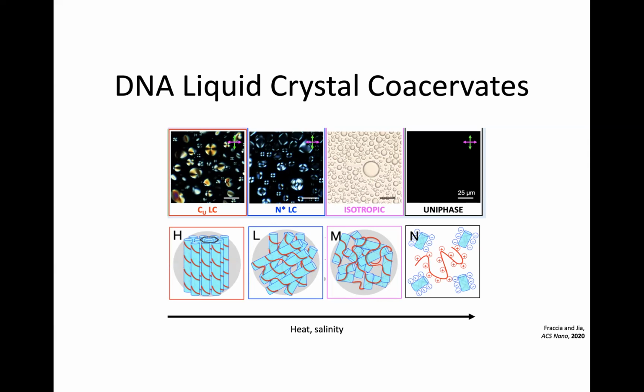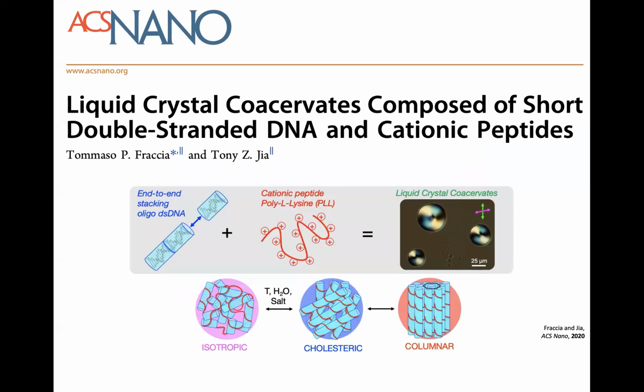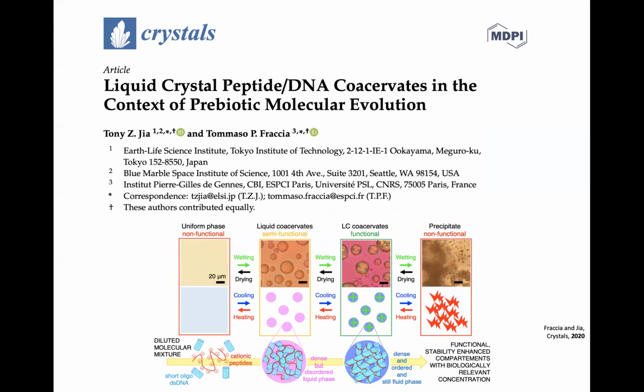At even higher temperature or salinity, for example, these rods start to unstack, resulting in disassembly of the liquid crystal structure, but still retention of the droplet structure at large. And finally, at high enough heat or salinity, all of these interactions are inhibited, resulting in disassembly of the entire structure. So if you're interested in hearing a little bit more about the experimental details, please feel free to check out this paper that we wrote last year, or another one which is a little bit less physicsy and more related to origins of life, prebiotic chemistry.